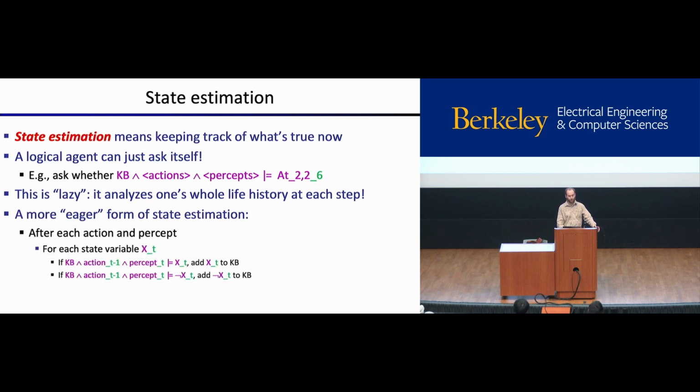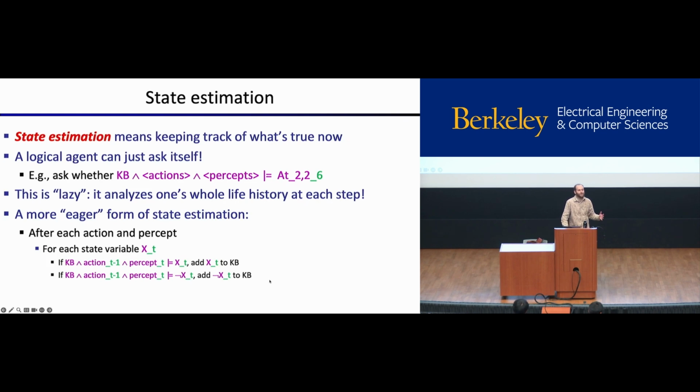So a more eager form of state estimation that would make this more efficient is, after every action and percept, for every state variable, you check to see whether that state variable is entailed by what you've seen so far. If so, add it to your knowledge base. Or you check to see if the negation is entailed. You check to see if you can definitely show that XT is not true. And if so, then you add not XT to your knowledge base.